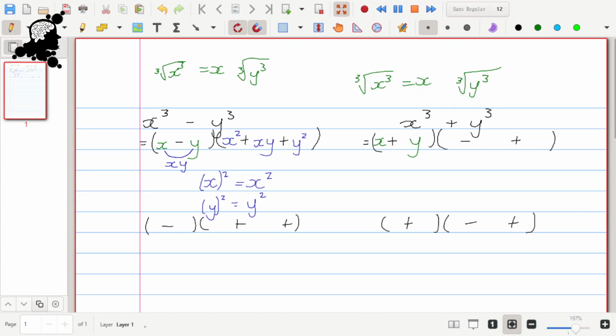Now to get the first term in the big bracket, I take the first term in the small bracket and I square it. This gives me x squared. I put x squared there. To get the next term in this big bracket, I take the two terms in the small bracket and I multiply them. X times y will give me xy. To get the last term in the big bracket, I take the last term in the small bracket and I square it, and this is going to give me y squared. So I've got y squared there.